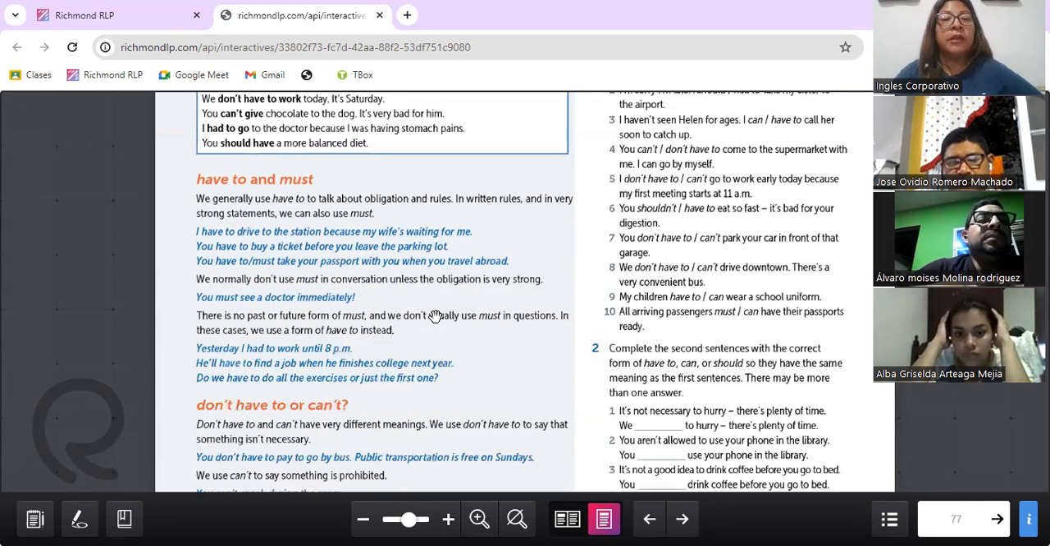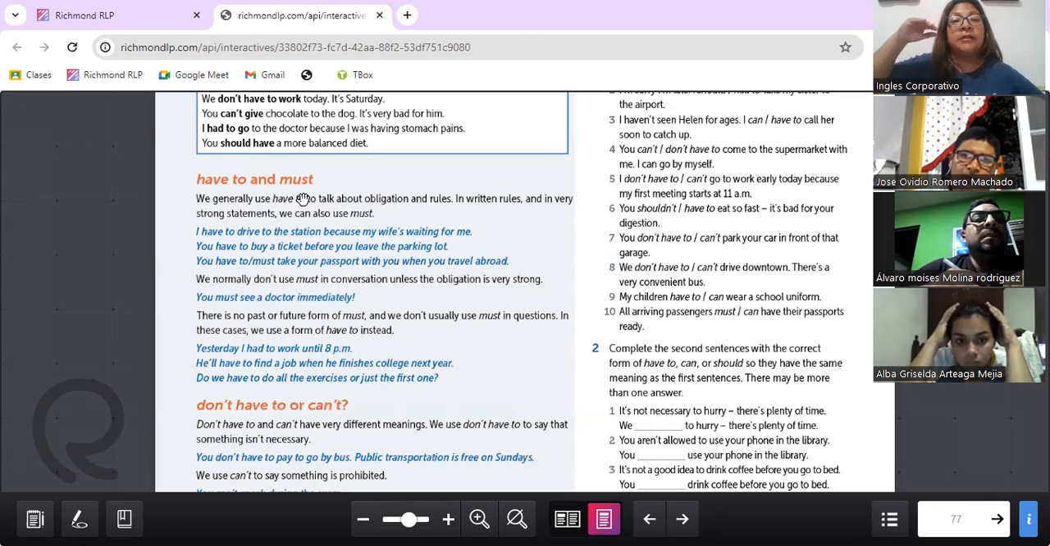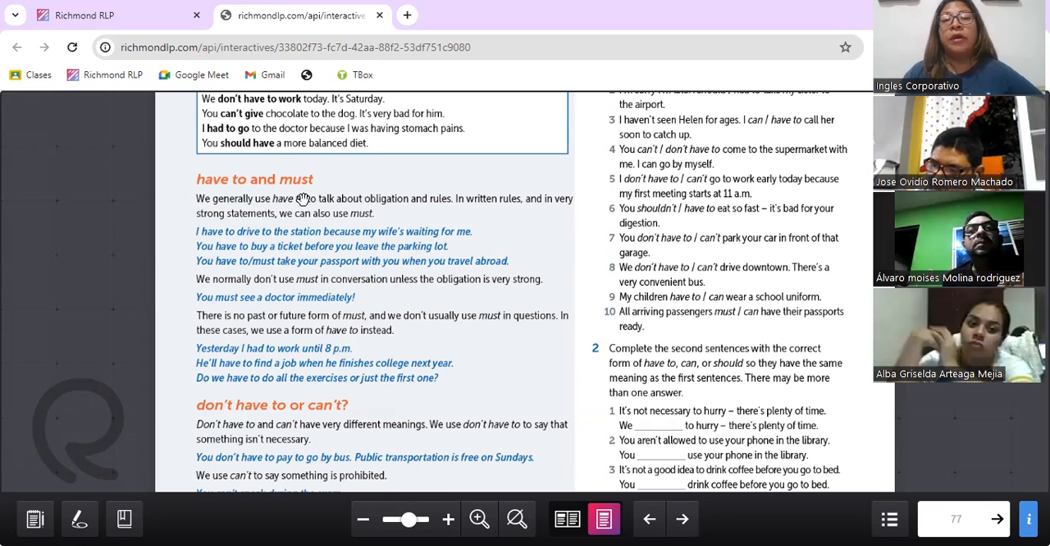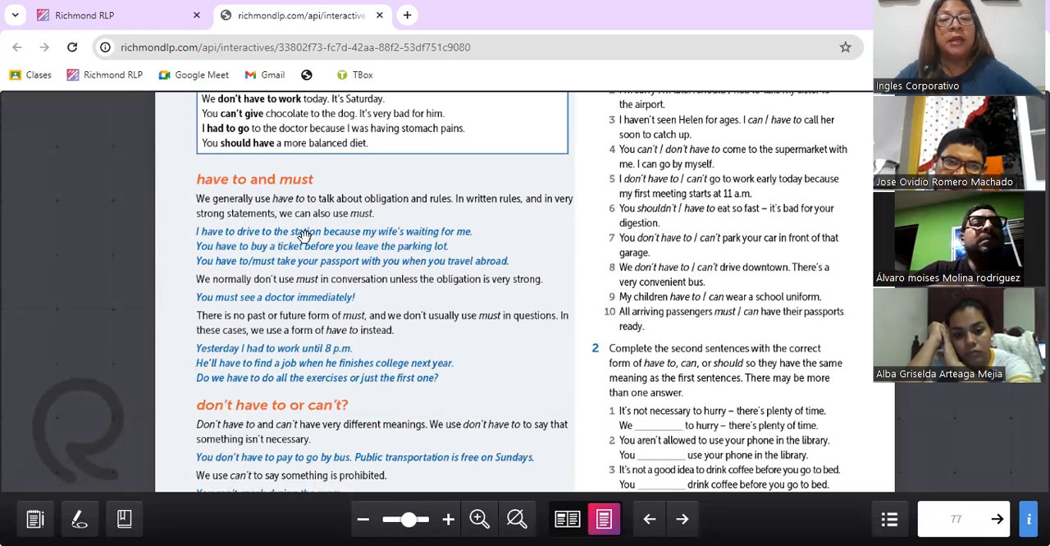Entonces, empezamos con los que expresan una mayor obligación, que sería el have to and must. Dijimos que must es el que expresa la mayor obligación. O sea, cuando usted utiliza must, es una strong obligation, algo que sí o sí se tiene que hacer. Ese sería must. Y luego, have to, dice que es para obligaciones y reglas. Obligation and rules. Okay. And here we have the examples.